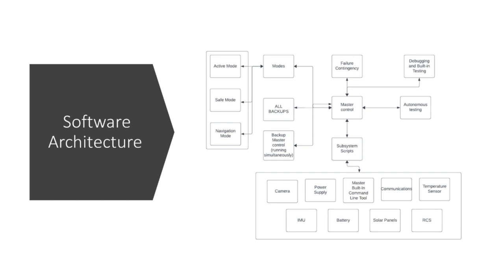And then we also have our safe mode, which happens in the case of a failure. We go into safe mode, and this safe mode basically just turns on the master control and the communication systems. And then our navigation mode, which takes place when the satellite is in orbit, turns on the IMU, the rotation wheel, and other systems needed for the satellite to properly navigate itself, pointed towards the Earth.